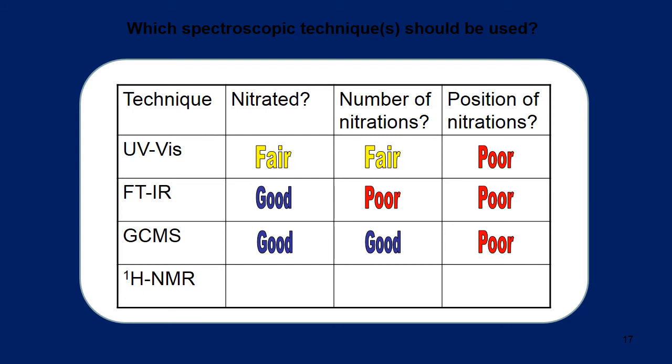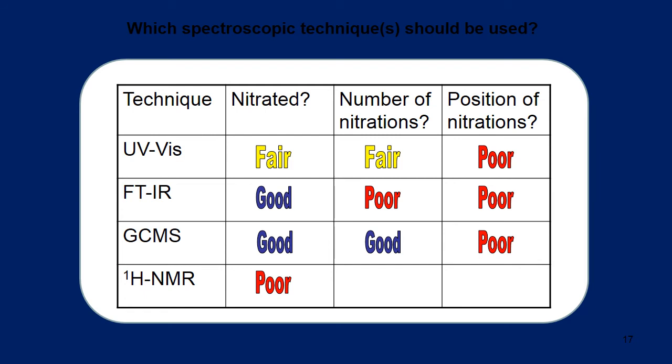Finally, let's think about proton NMR. Could that tell us that we've nitrated our product? Well, of course not, because there are no protons in a nitrate group. So proton NMR would only be good at telling us that we're missing protons. It won't tell us that we're missing them because of a nitrate group. It could be any other functional group that doesn't contain a hydrogen.